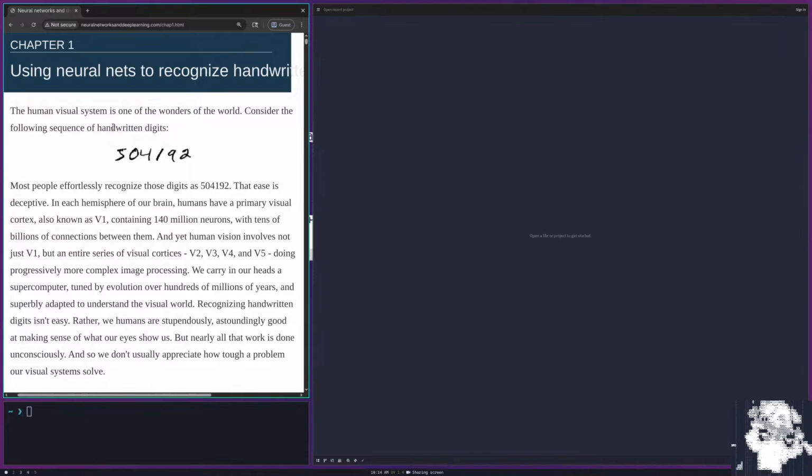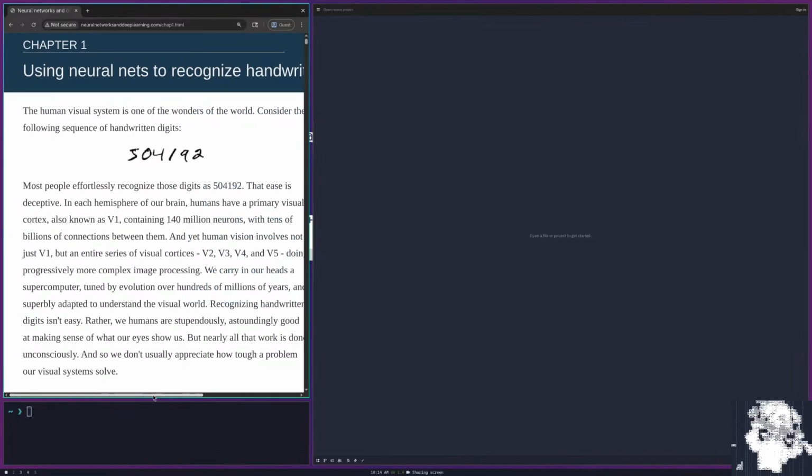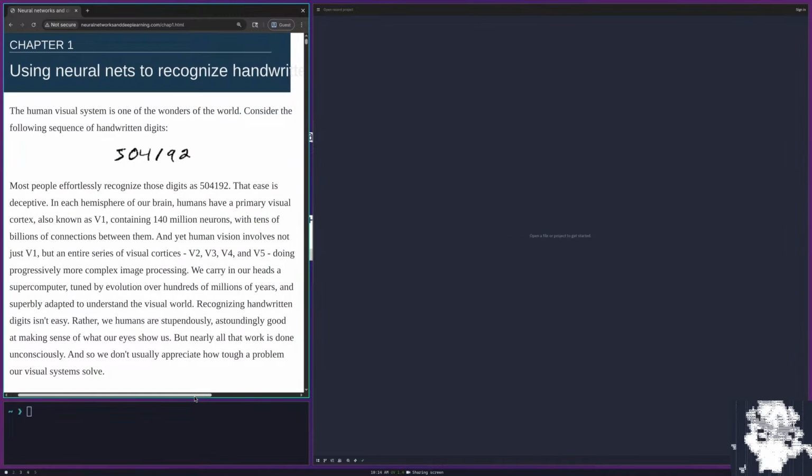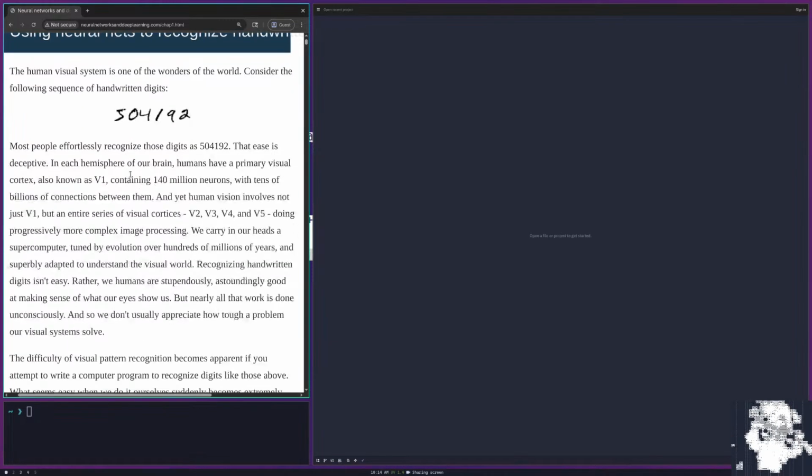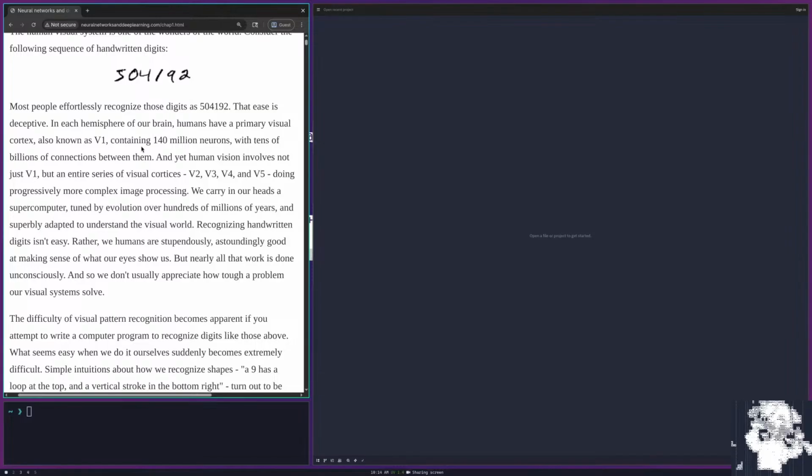Chapter 1. Using neural nets to recognize handwritten digits. The human visual system is one of the wonders of the world. Consider the following sequence of handwritten digits: 504192. Most people effortlessly recognize those digits as 504192.